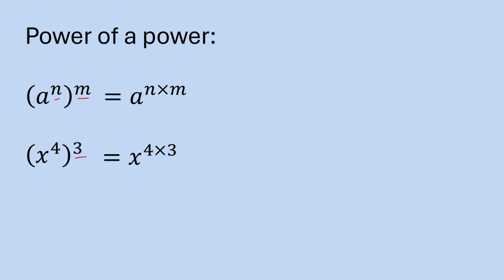Next is a power of a power. Here we can see a power raised to another power. The rule is: a raised to n in the bracket, and the whole bracket to the power m, is equal to a raised to n multiplied by m. Example: x raised to 4 in the bracket, then the whole bracket to the power of 3, is equal to x raised to 4 multiplied by 3. Answer is x to the power of 12.